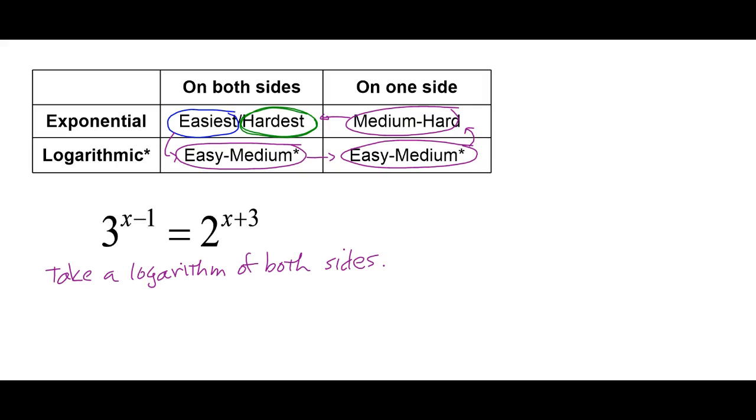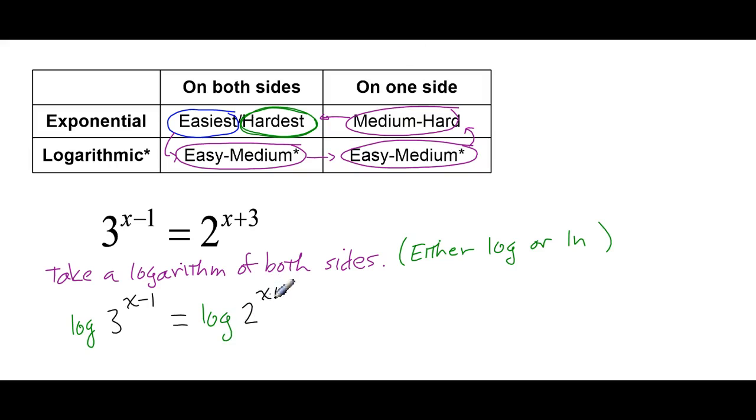My advice here is use a logarithm that your calculator can work out. So either use log base 10 or use natural log, one or the other, because those will be on your calculator and you'll be able to work them out pretty nicely. For our purposes here, I'll use log base 10, but ultimately the answer comes out the same no matter which logarithm you use. So I simply take a logarithm of both sides. So it'll be log of 3 to the x minus 1 on one side, and log of 2 to the x plus 3 on the other side.